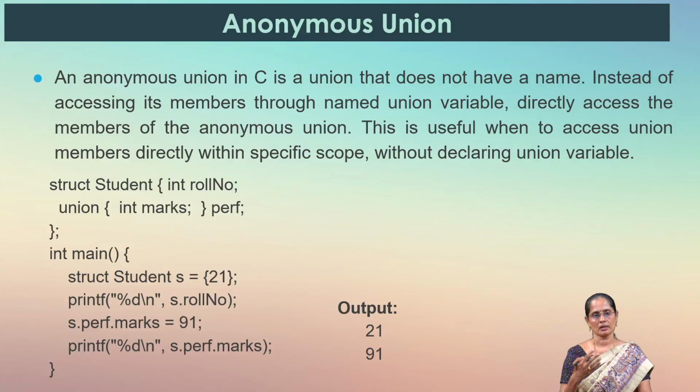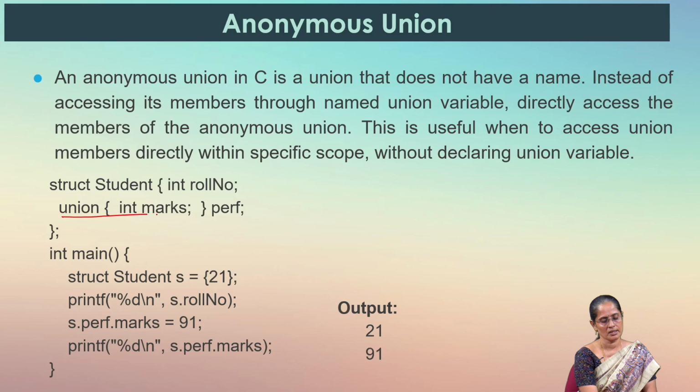This we have seen as type 2 in declaration. Here we can see that the union name is not given, whereas the union variable is declared and that union variable can directly be used in the program. So, this concept is called anonymous union.